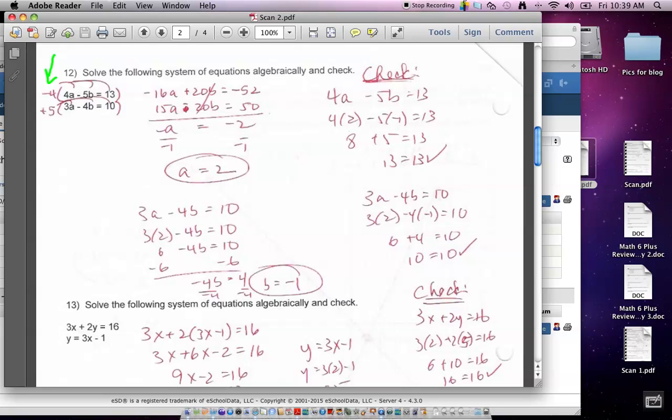So if you look here, I want to get rid of the B's. When I want to get rid of a letter, all I have to do is take whatever letter's here, put it here, and whatever one's here, put it here. And if the signs are the same like they are here, a minus and a minus, change one of them. One of them has to be negative. And once I do that, I distribute, and then I distribute again with the 5. I add them up. Negative A is negative 2. Divide by negative 1. A is equal to 2.